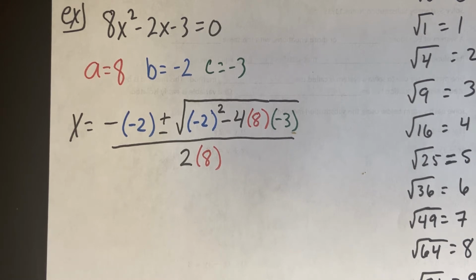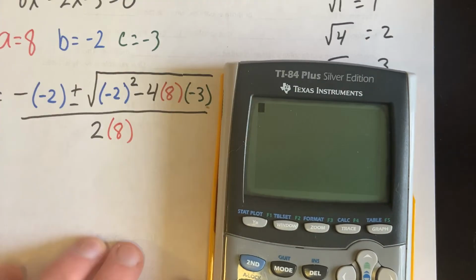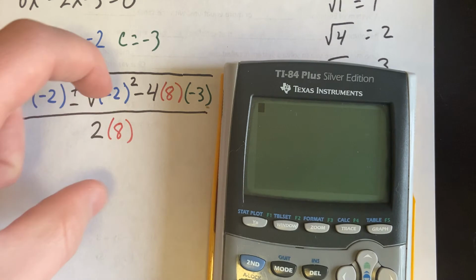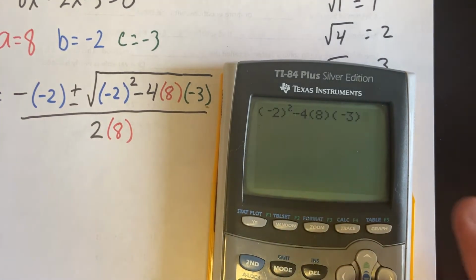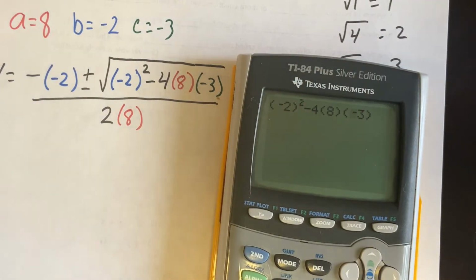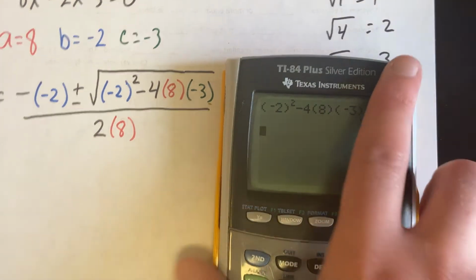Being able to recognize what the a, b, and c values are and accurately put them into the formula. Going down our steps, the next step tells us to simplify the stuff underneath the square root. So the stuff that we have underneath the square root, calculator definitely helps. You can do it by hand, but the calculator is going to be more efficient here. I'm not going to use the square root, I just want the stuff underneath it. So parentheses -2, parentheses squared, -4, parentheses 8, parentheses -3. This is word for word exactly what you see underneath the square root. Boom, we hit enter. And it tells us 100.